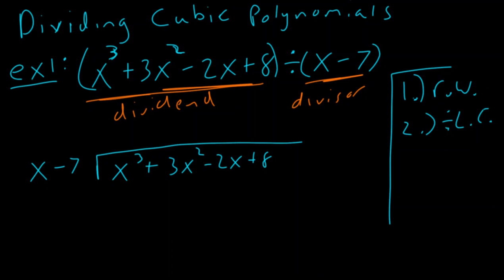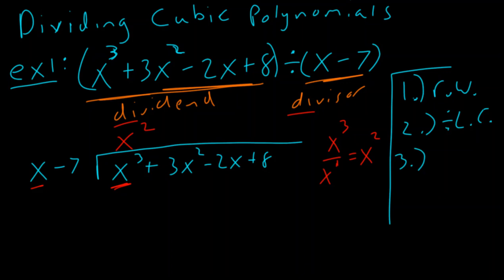Now I've been doing this in red, so let me stay consistent. Our leading coefficient is the first term of the dividend and the first term of the divisor. And so now we have x cubed divided by x. You'll notice this is really x to the 1. And when dividing variables, we subtract the exponent. So we really have x squared. And I write that up top.